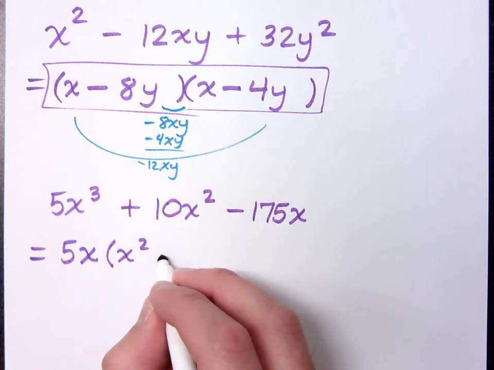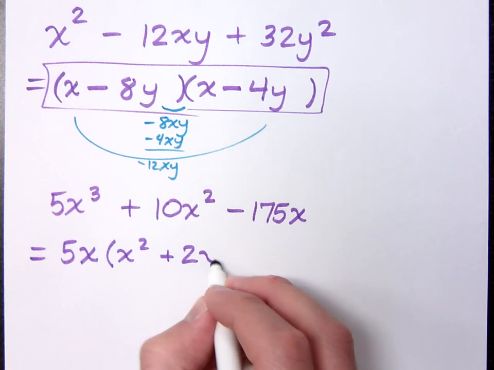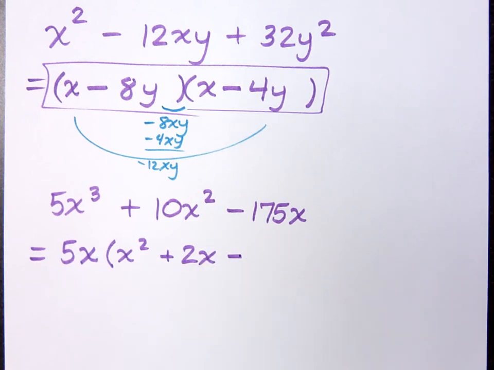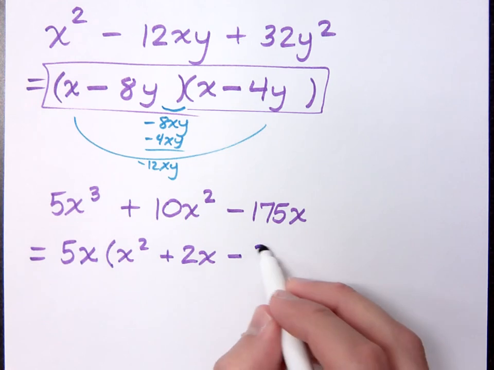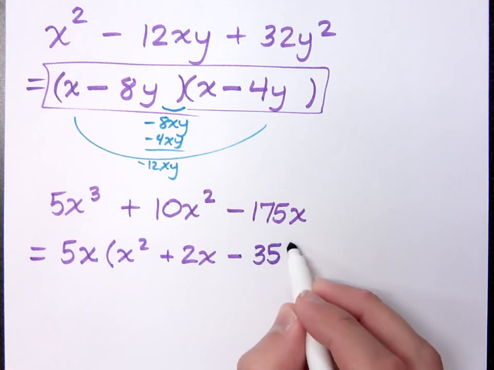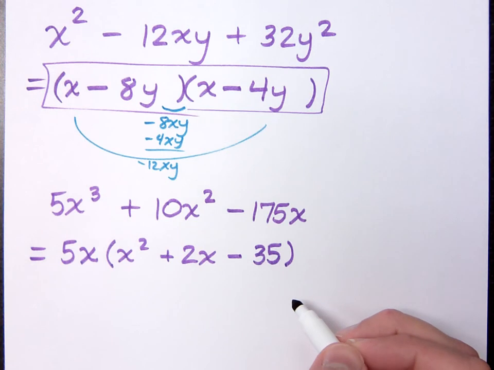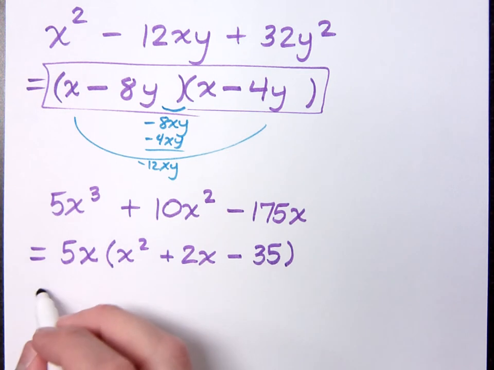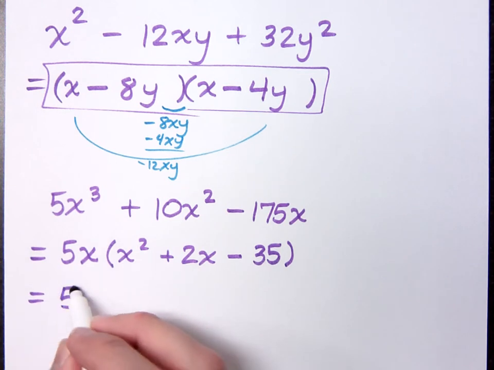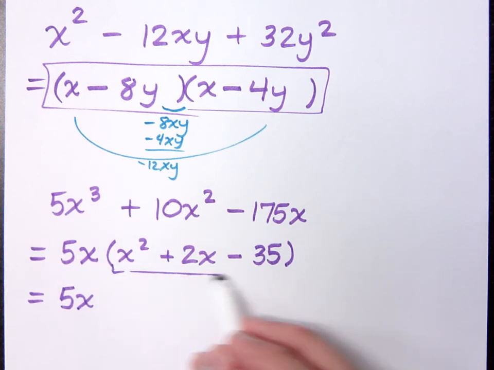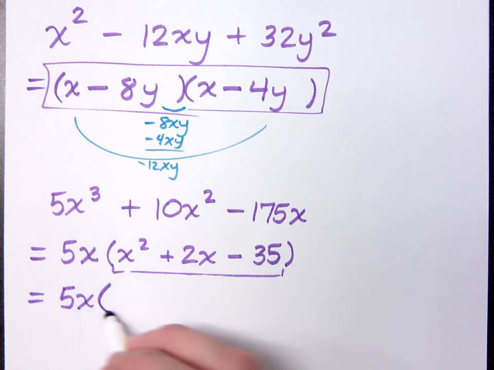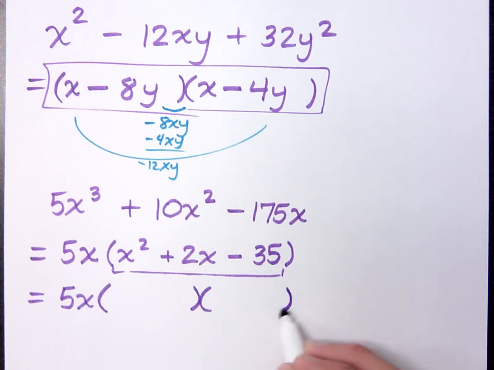X squared plus 2x minus, what's 175 divided by 5? Huh? It's 35. Okay. Am I done here? No, I took out the GCF. And you know what? The GCF is a common factor. It's still part of the factorization, so it's still out there. However, this part right here is what I'm trying to factor now. It's a trinomial, so I expect it to factor as 2 binomial factors.